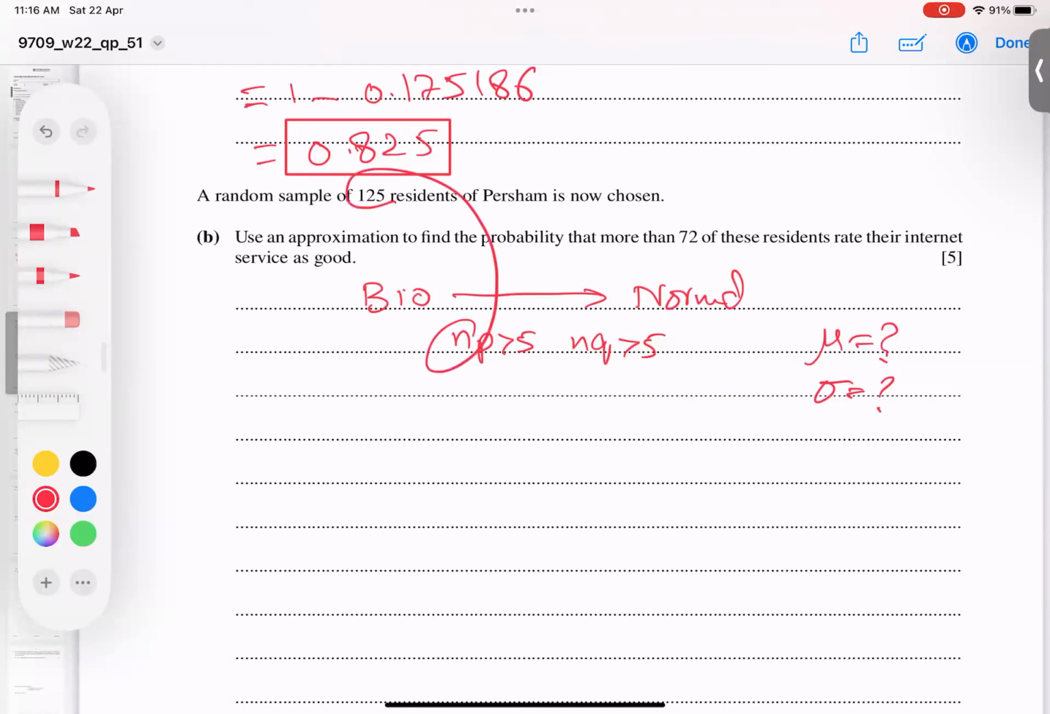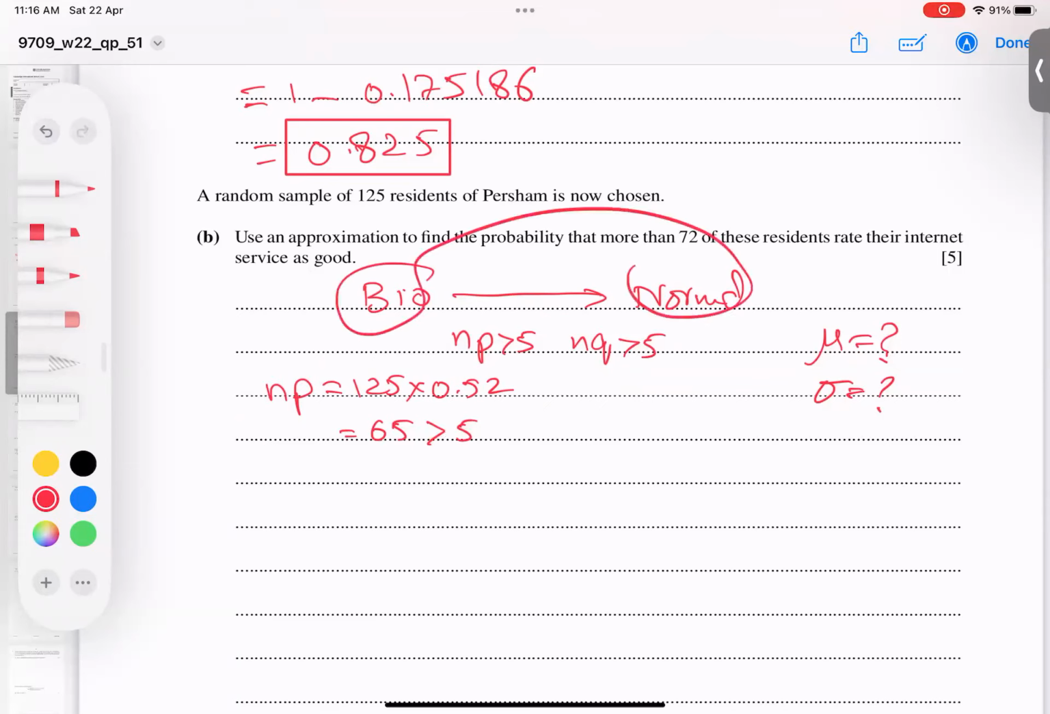So N is 125. Check it, 125 into 0.52. So 125 into 0.52, I'm getting 65. And 65 is bigger than 5, common sense. And same approach for the other. So we are bound to convert from binomial to normal distribution.